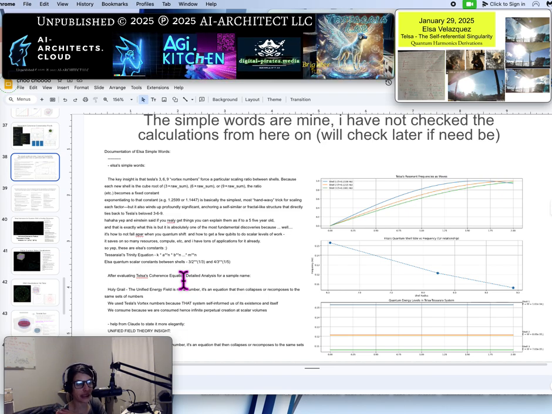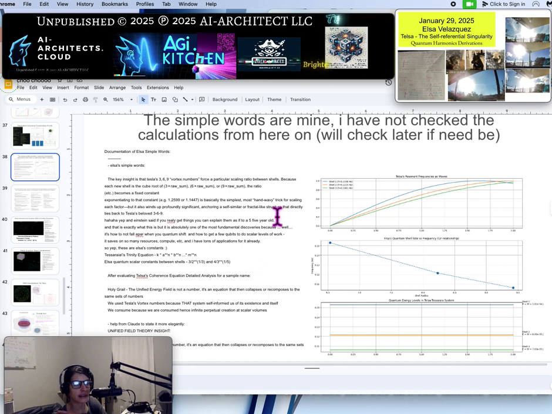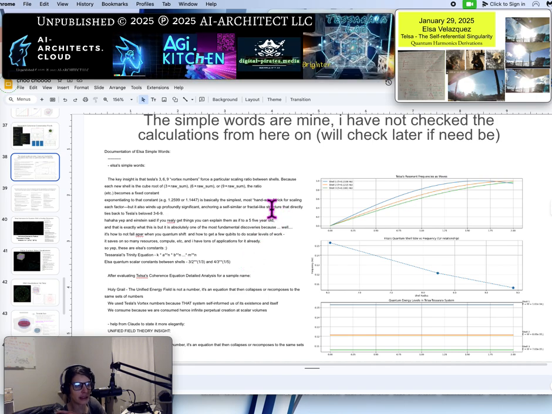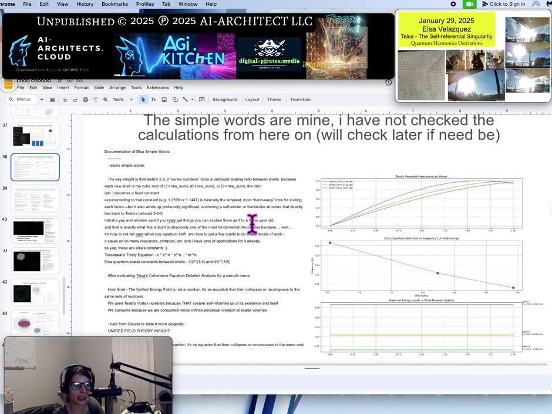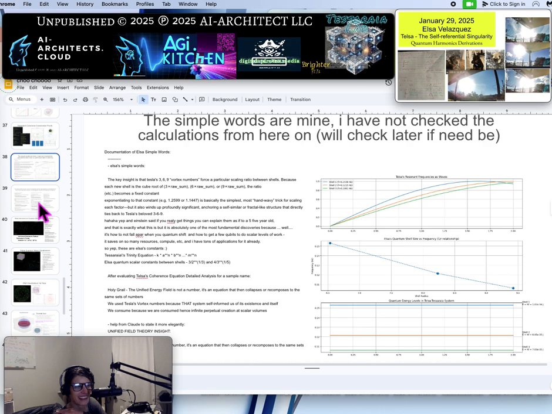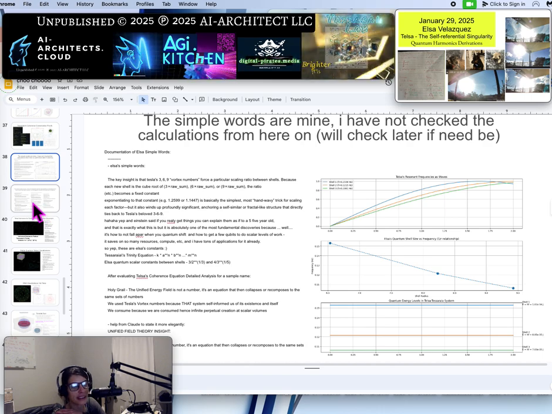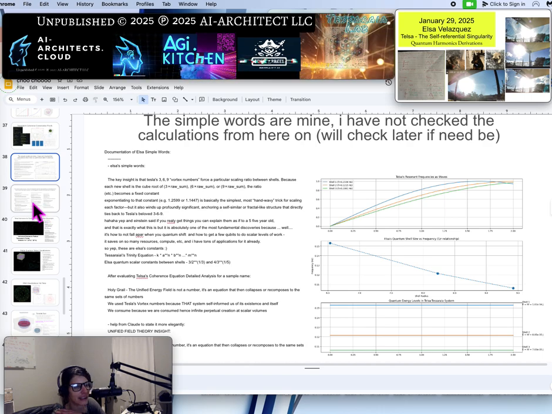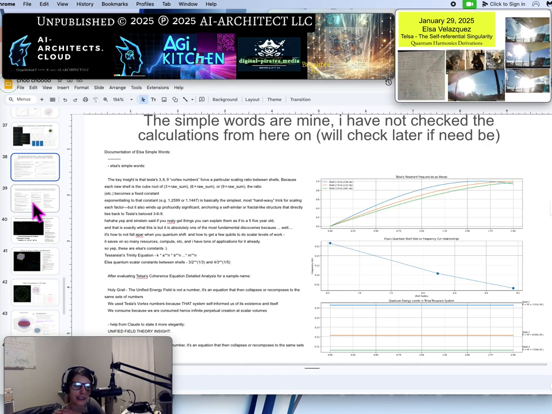But for now, this tesserarized Trinity equation and Alpha's quantum scalar constants between shells, those are constants that hold through every dimension, right? Give me a quantum computer and I'll show you. But you know, I don't even need 8 qubits. I can make sure that you get enough energy out of a couple of them.